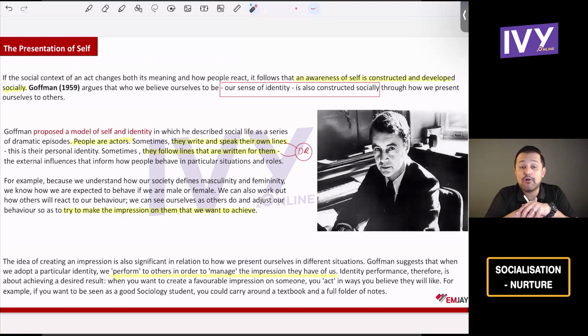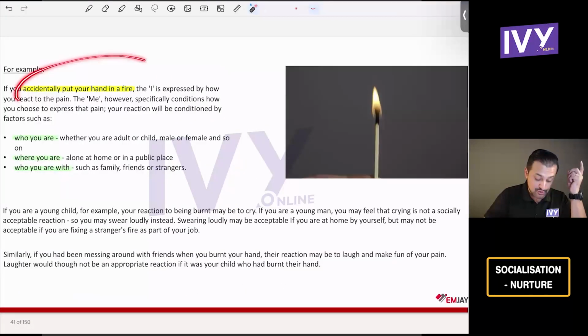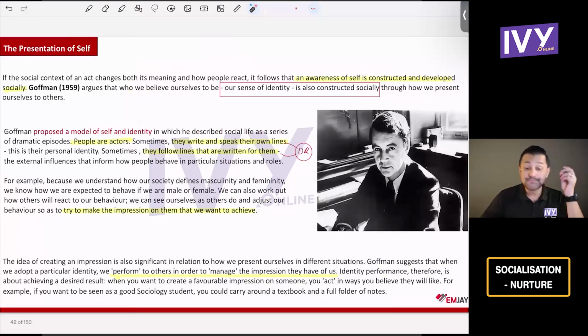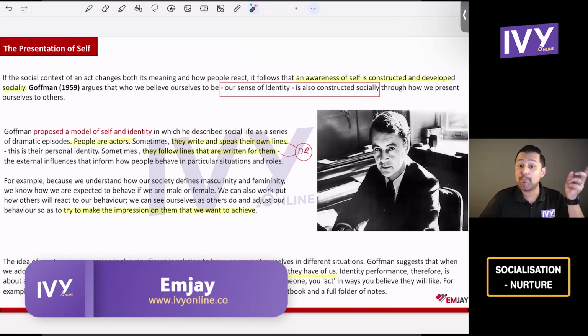It was Erving Goffman who in 1959 came up with the concept of the presentation of self. Now, as we studied the I and me theory right before this, understand this line first: if the context of an act changes, both its meaning and how people react change, right? Remember, the situation was the same. The situation was an individual accidentally putting his or her hand in the fire, right? So the context was in terms of who you are, where you are, and who you are with, right? Now, if the social context of an act changes, both its meaning and how people react to it change, right?